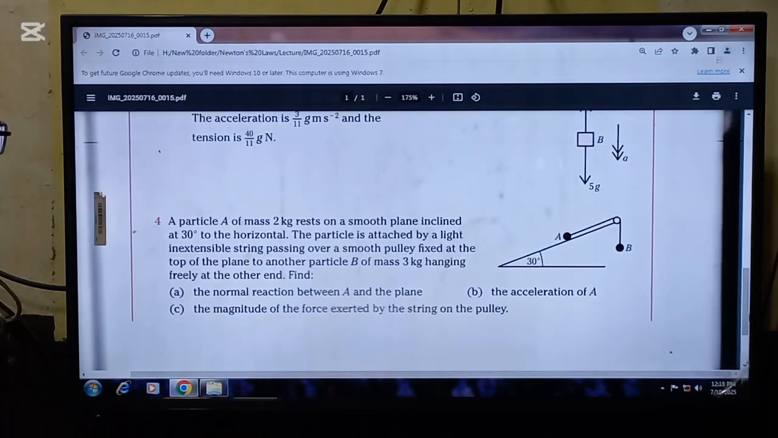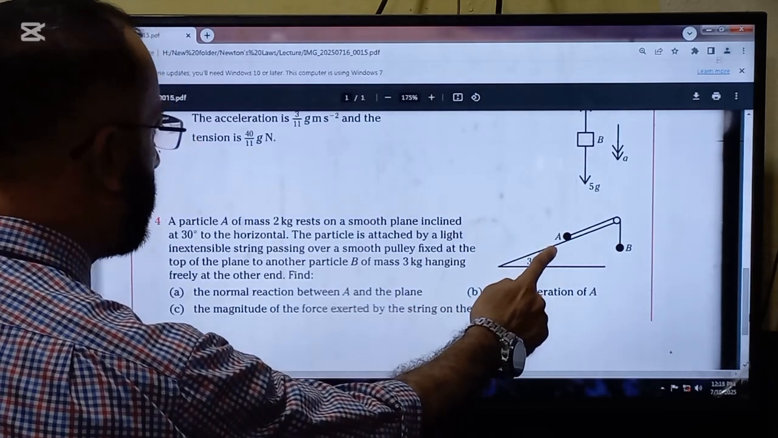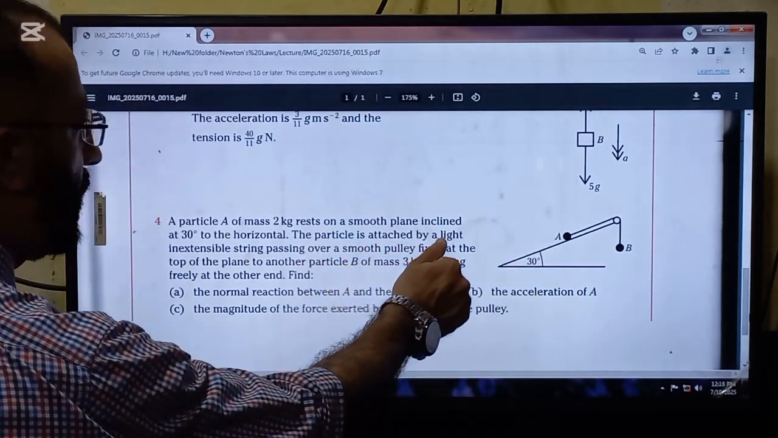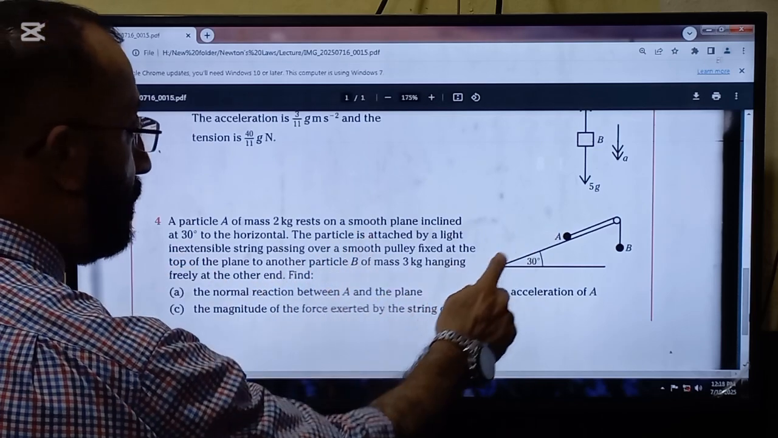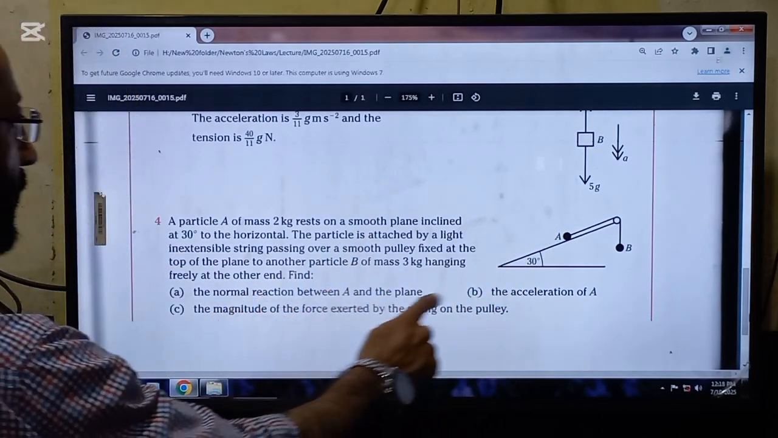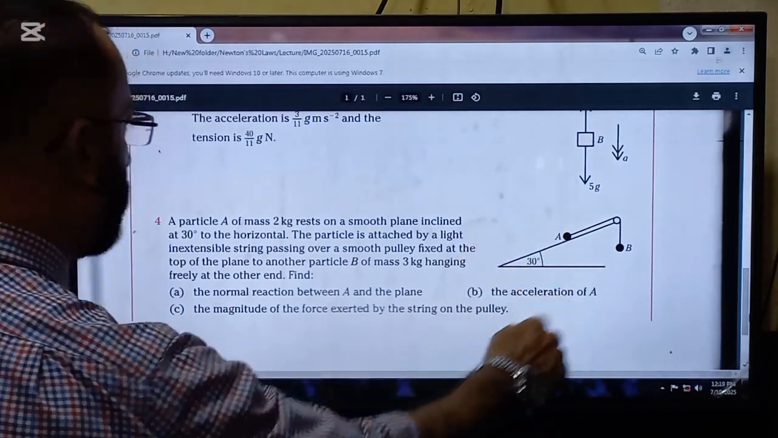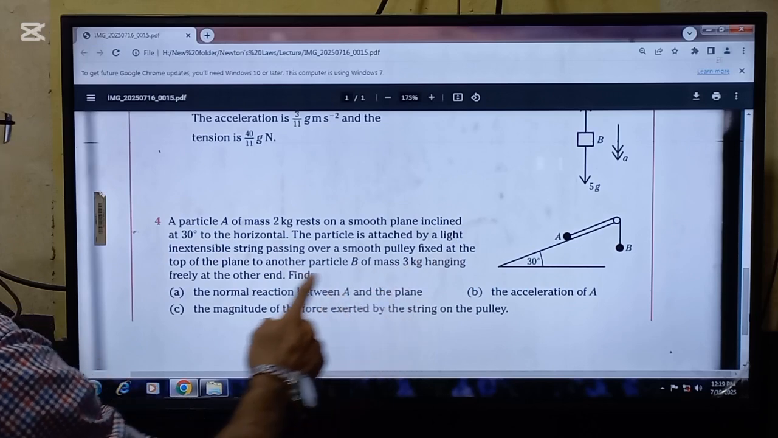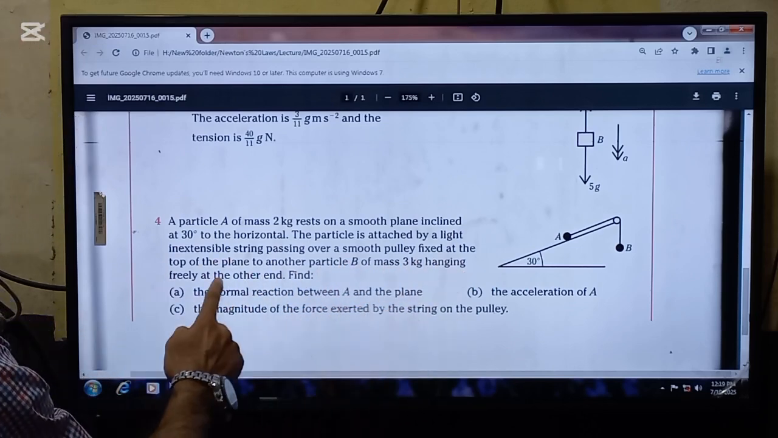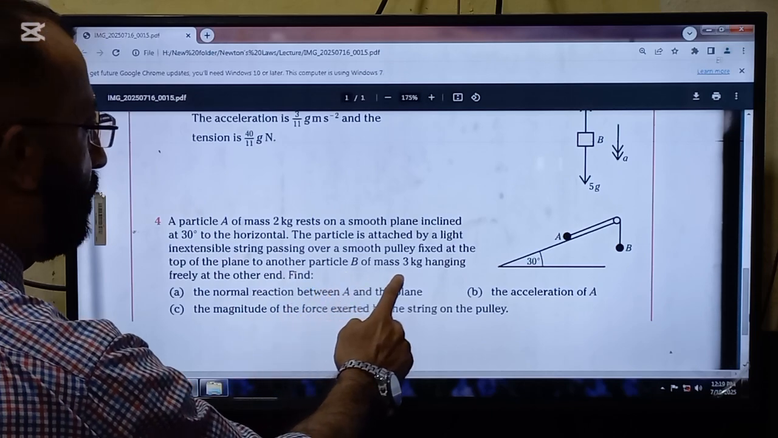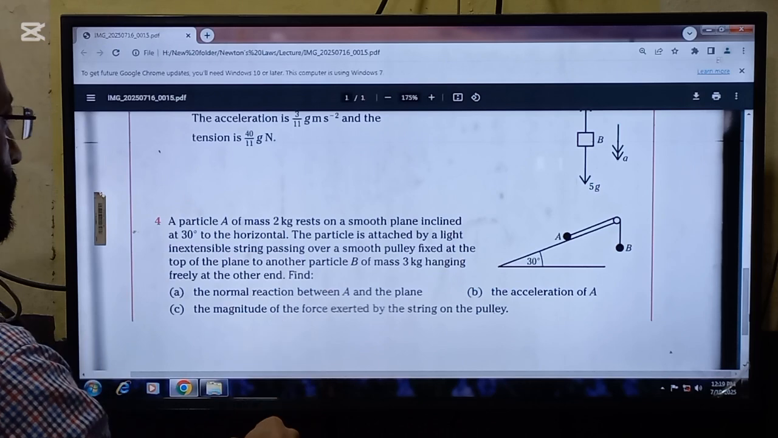Here is another question. A particle A of mass 2 kg rests on a smooth plane inclined at 30 degrees. Smooth means there will be no friction. 30 degrees is the angle of the inclined plane with the horizontal. The particle is attached by a light inextensible string passing over a smooth pulley fixed at the top of the plane to another particle B of mass 3 kg. So B's mass is 3 kg, A's mass is 2 kg.